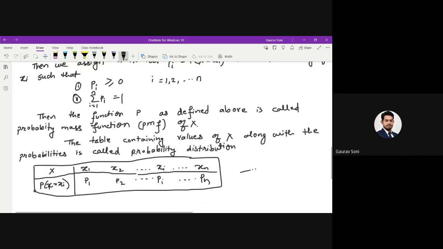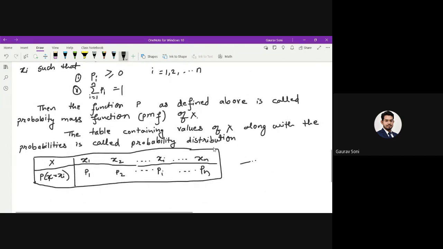Second, what do you call a probability distribution? When you arrange all these values with respect to the random variables in a proper table, this is called the probability distribution. I hope it is clear now. Let's go for an example.